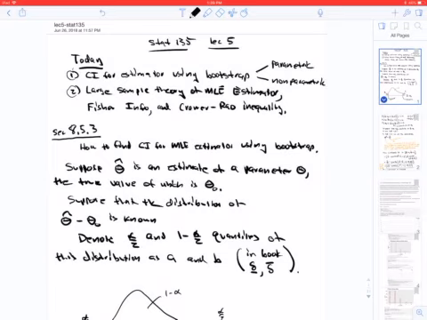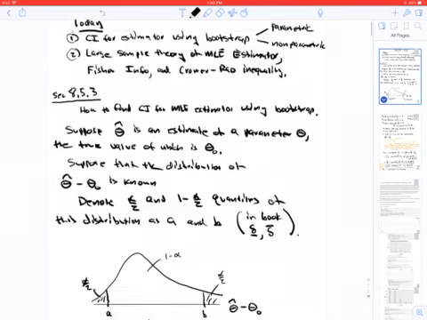We computed the CI for estimators using both parametric and non-parametric bootstrap. We talked about large sample theory for MLE estimators, Fisher information, and the Cramer-Rao inequality. So we're going to start continuing our conversation about confidence intervals using bootstrap. This is discussed in section 8.5.3 in the book.